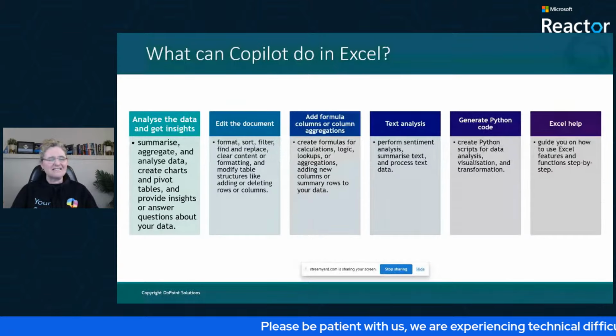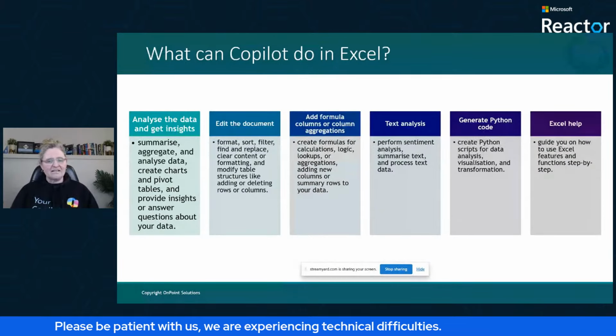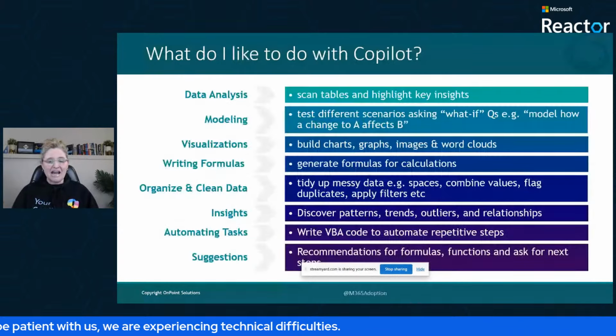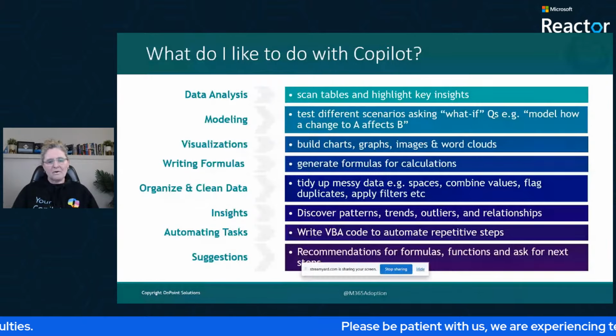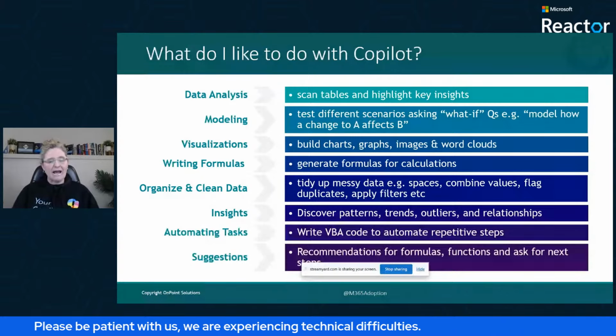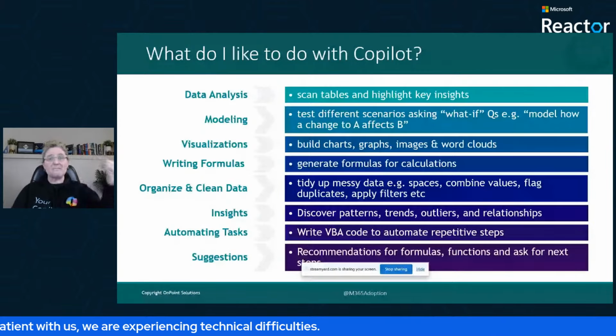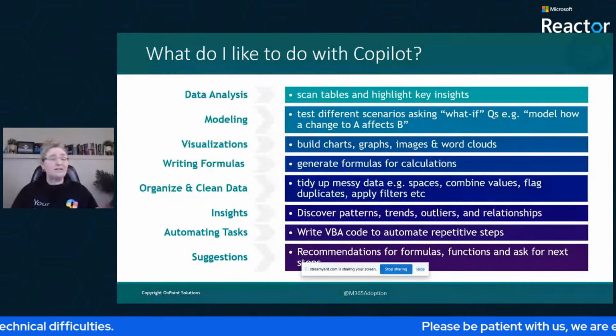So what are the fun things that I generally like to do with Copilot? I do a lot of data analysis. So I will get it to scan tables and highlight some of the key insights along the way. I'll also do some modeling. So I go and test all of these different scenarios, a lot of what-if scenarios, or can you model how that change to something might actually affect. So this is scenario based kind of modeling, the what if.